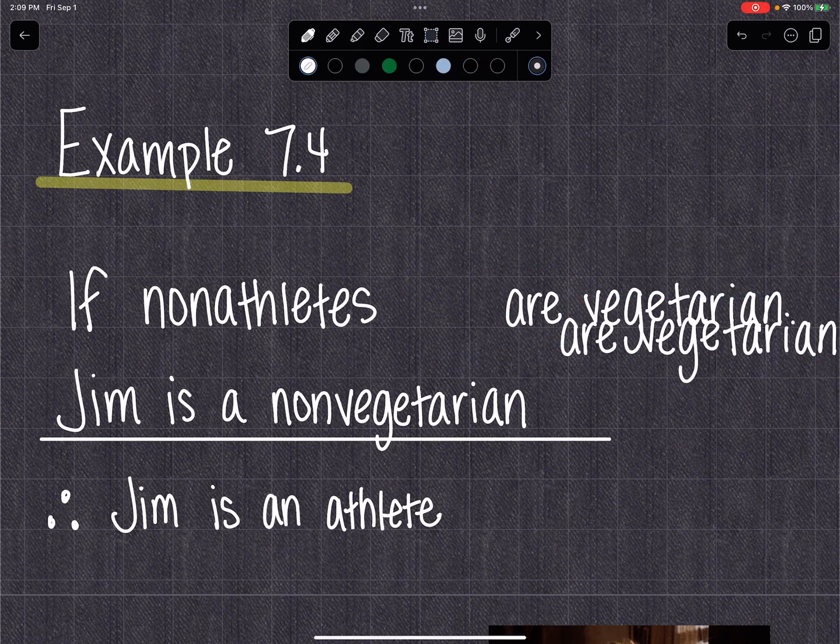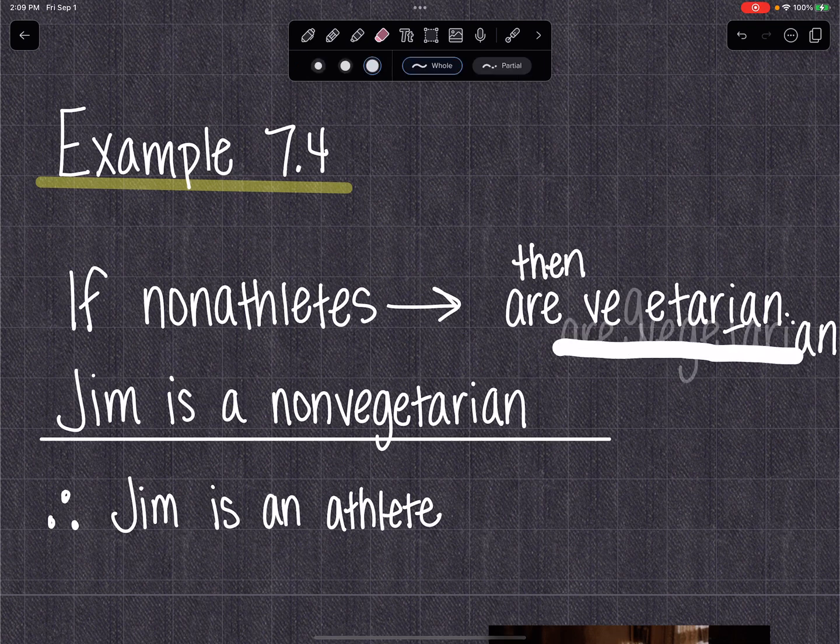If you're a non-athlete, then you are a vegetarian. Okay, so we change it to: if non-athlete, then you're a vegetarian. And then it says Jim is a non-vegetarian.